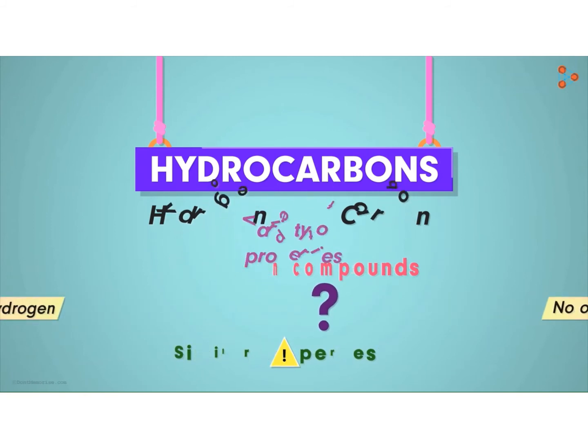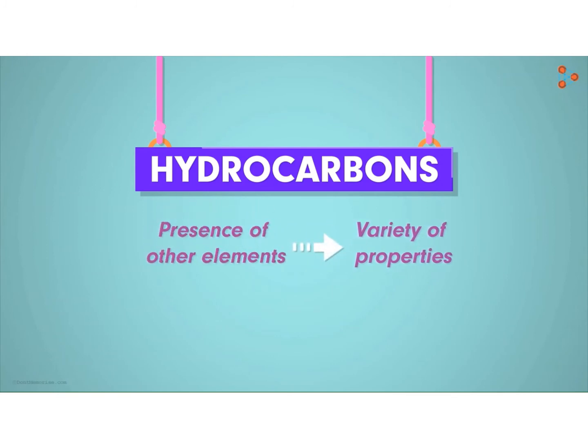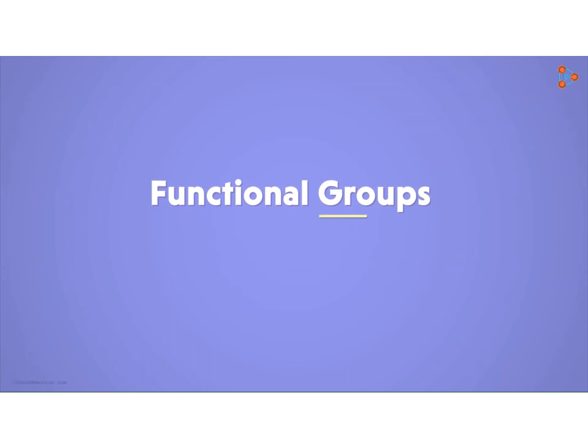We see a wide variety of properties in carbon compounds because elements other than carbon and hydrogen can also be present in them. This gets us to the concept of functional groups. Now what could this mean? Let us understand this concept in a simple manner by splitting the terms. The word group means a collection. That indicates a collection of atoms.